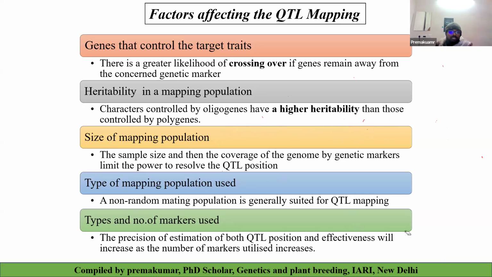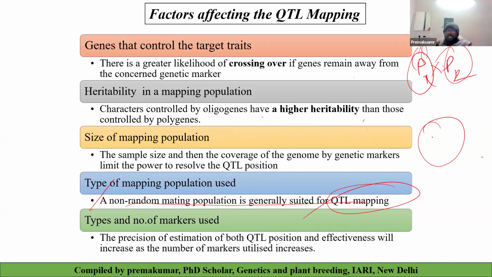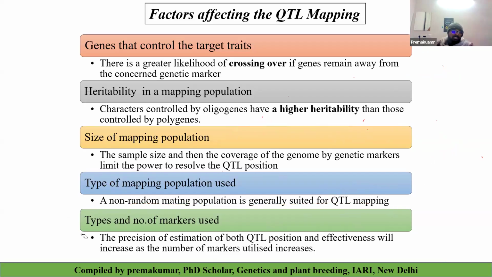Then the type of mapping population. As I told, a non-random population is generally suited for QTL mapping. Here you are making controlled crossing, P1 with P2. They are not random crossings. For example, in a population with random crossing, one can cross with this, with this, with this. If you use that type of population, there will be non-randomness. How are you going to get a marker which is linked with the trait? That's why a non-random mapping population generally suits QTL mapping.